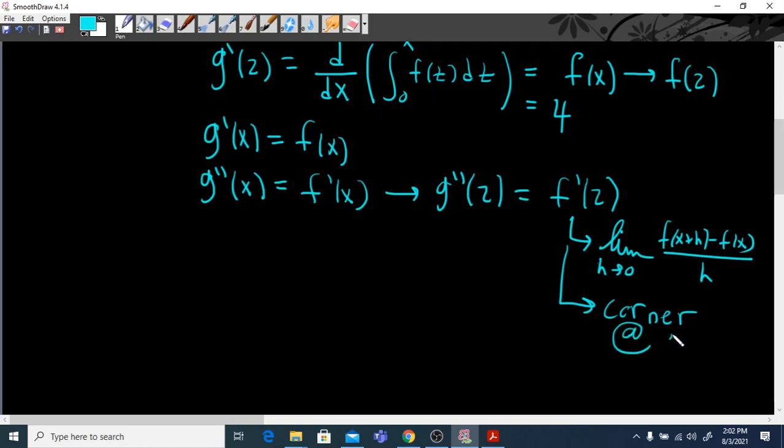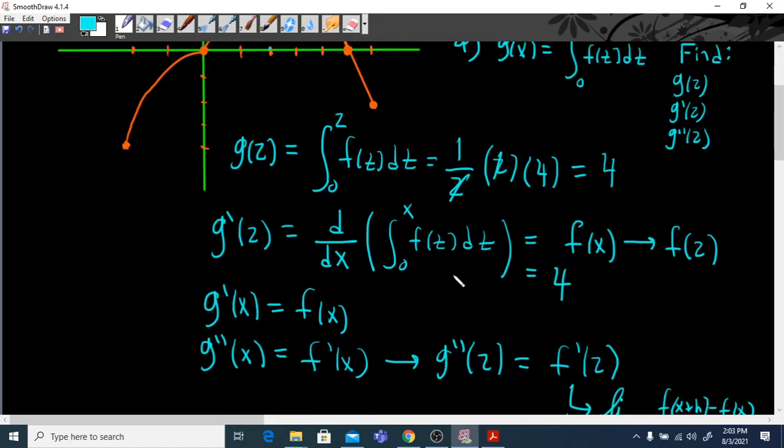So we have a corner. We have a corner at x equals 2. So f prime at 2 is not going to exist. Okay. So there we go. So there's g at 2, g prime at 2, g double prime at 2.